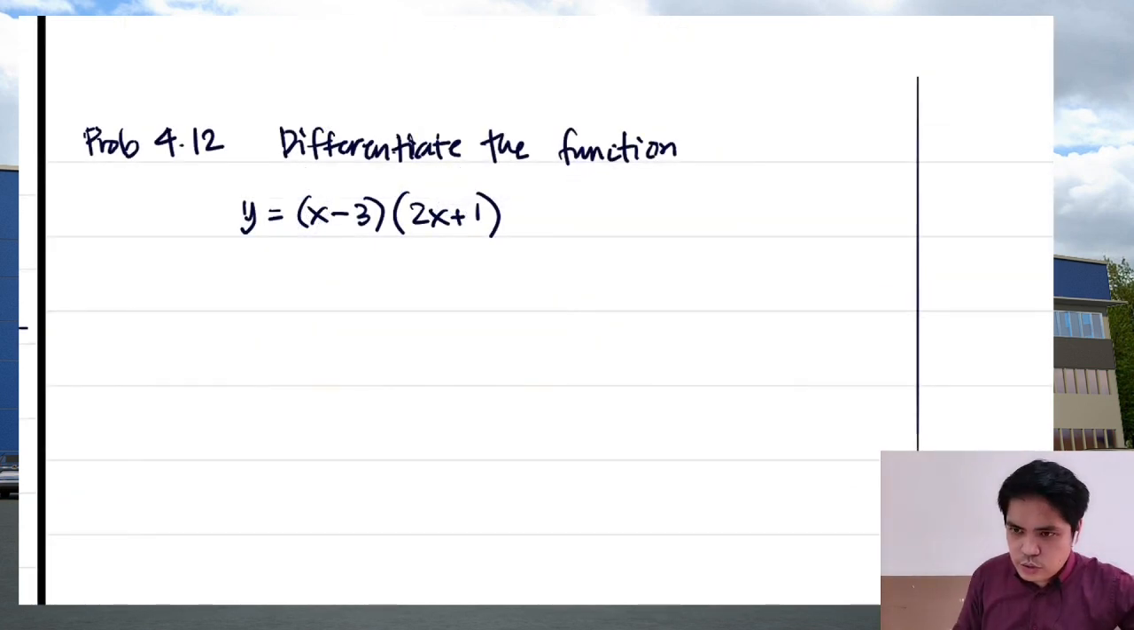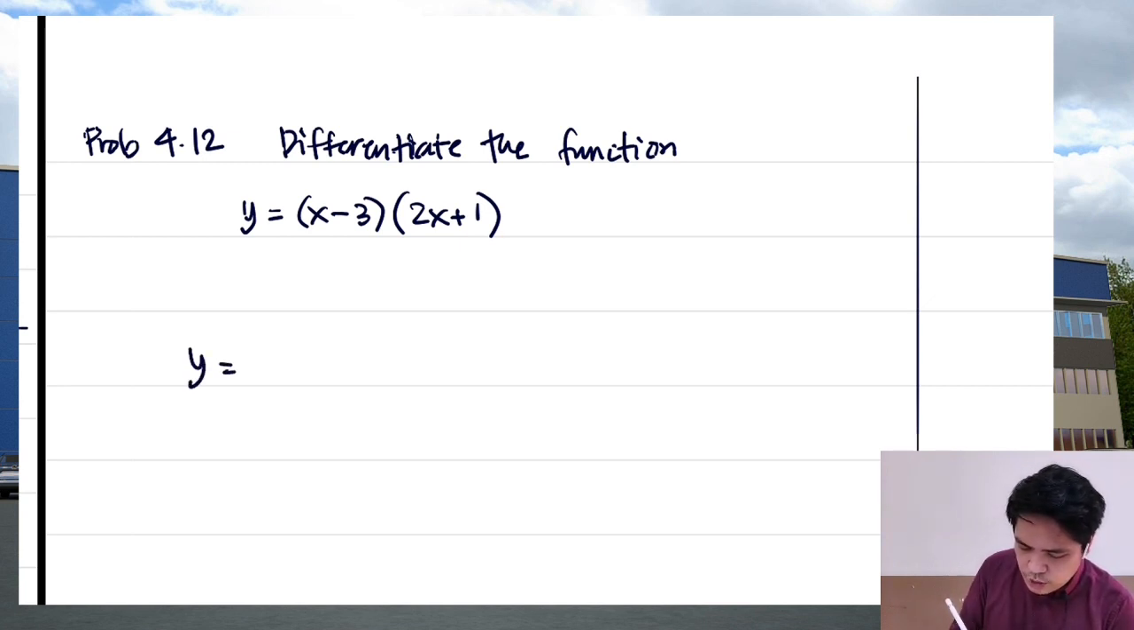So to illustrate this rule, let's try this problem. Problem 4.12, differentiate the function y is equal to x minus 3 times 2x plus 1. Okay, so instead of expanding this or multiplying these two binomials and getting the derivative by power rule one by one or by each term, let us just use the rule of products or the product rule.